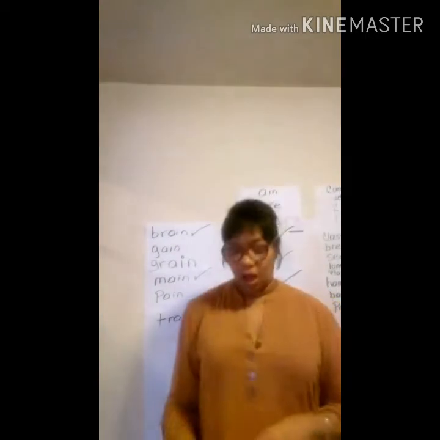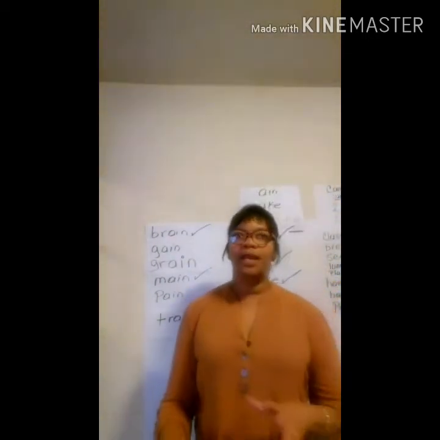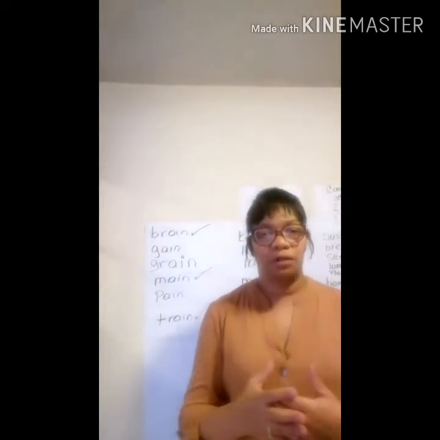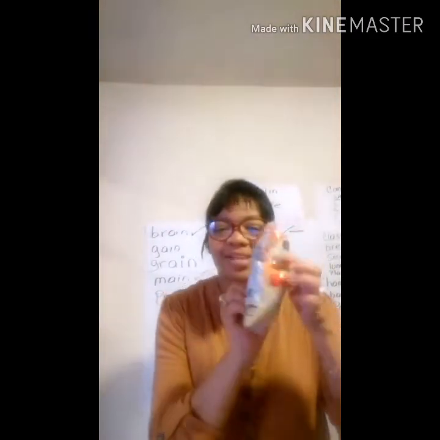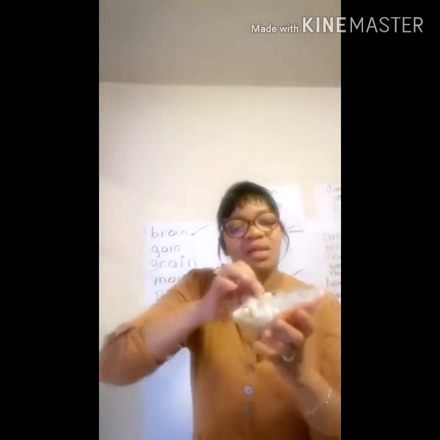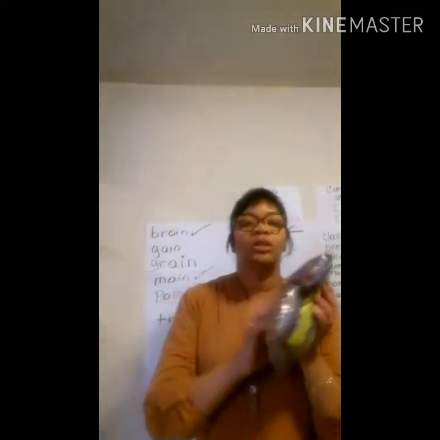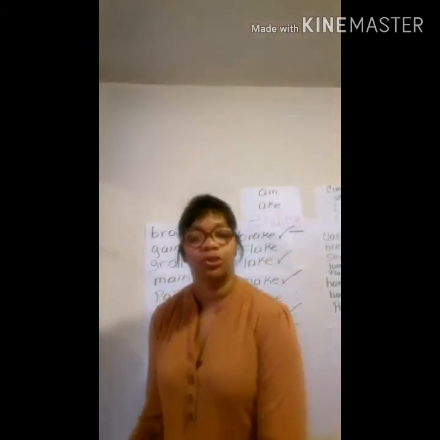Gain. Now, number 3, the other word is grain. Grain is related to wheat or a cultivated cereal. Example, rice. We have rice here. This is grain. We have another kind of grain, which is beans. Beans, these seeds over here are grain. Cultivated cereal. Do you understand?